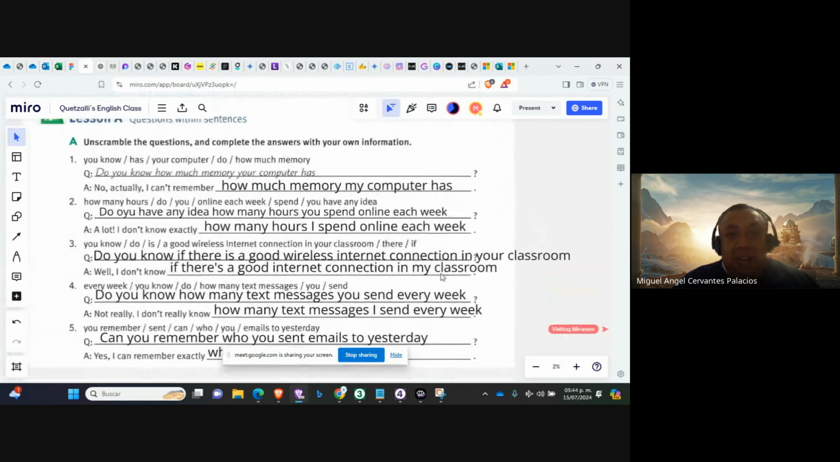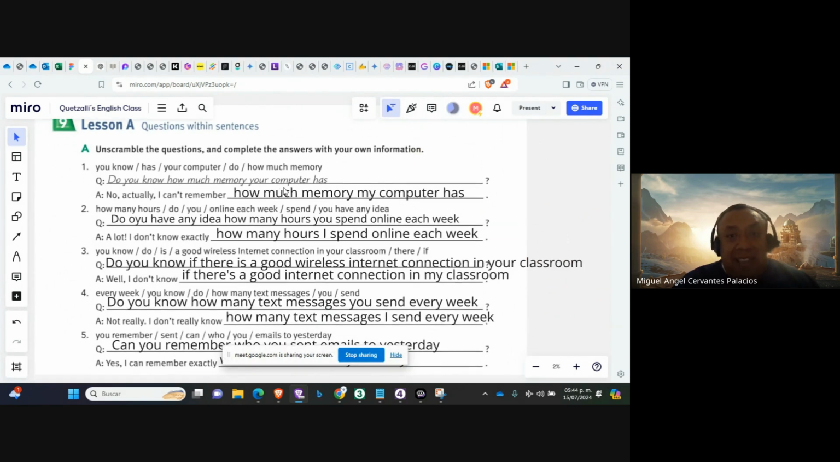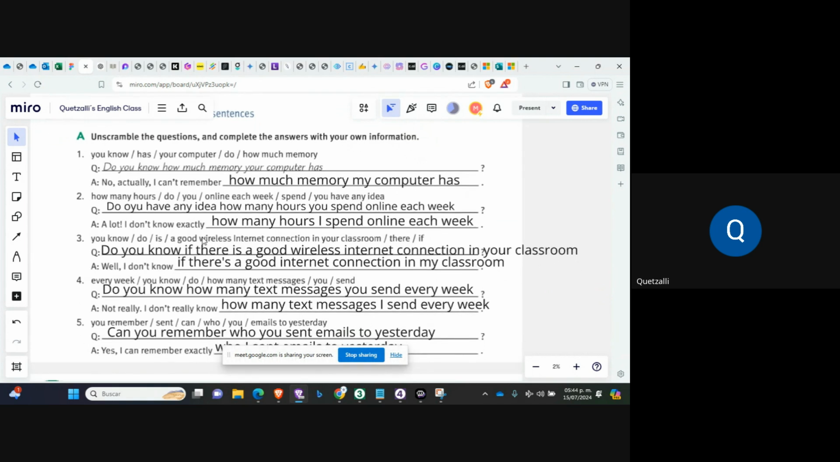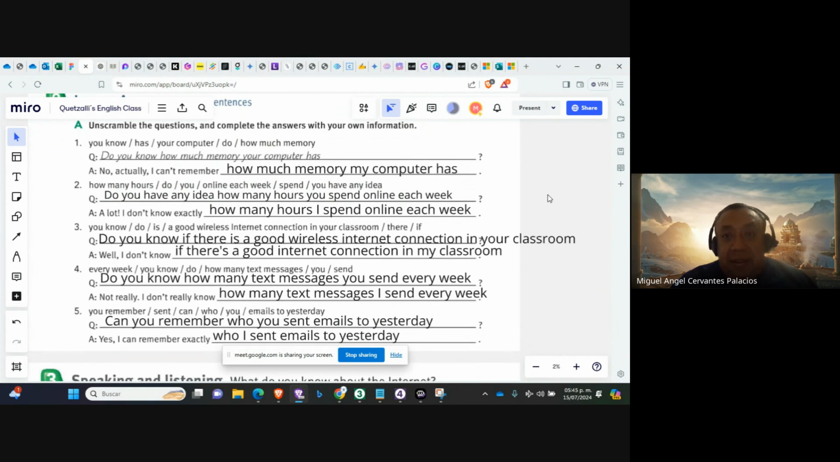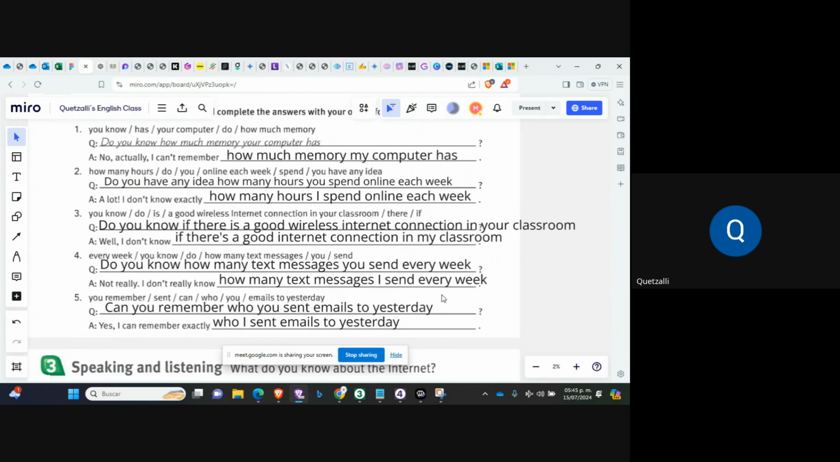Okay, so I will read the question and you tell me the answer. It says, do you know how much memory your computer has? No, actually, I can't remember how much memory my computer has. Do you have any idea how many hours you spend online each week? A lot. I don't know exactly how many hours I spend online each week.